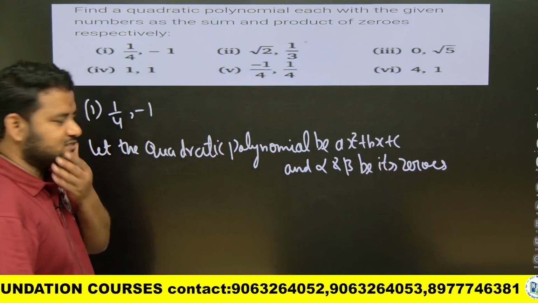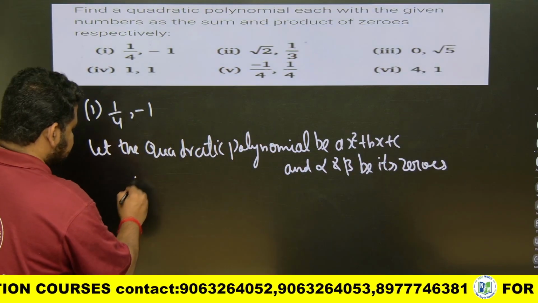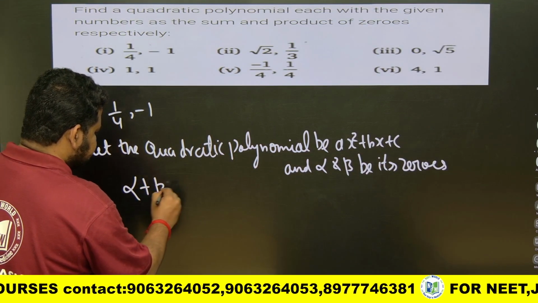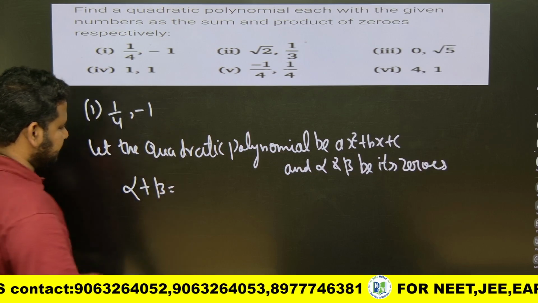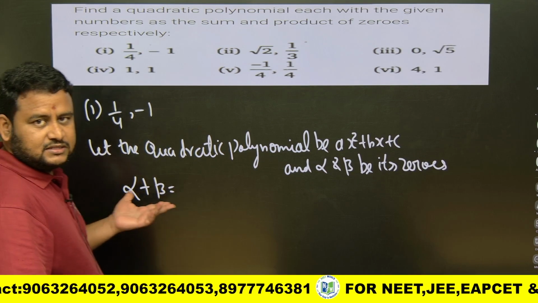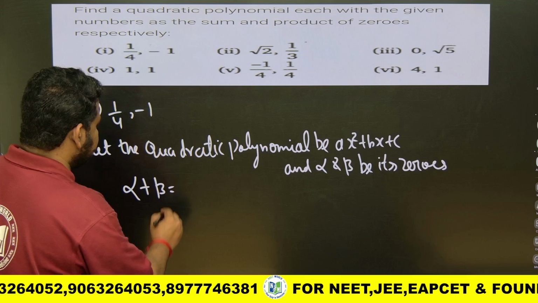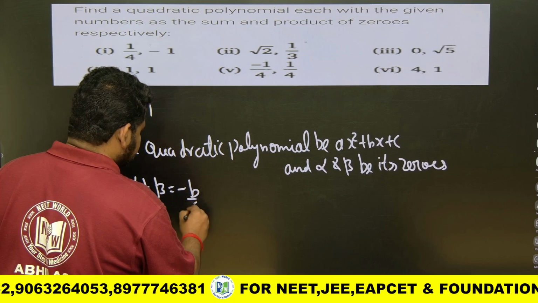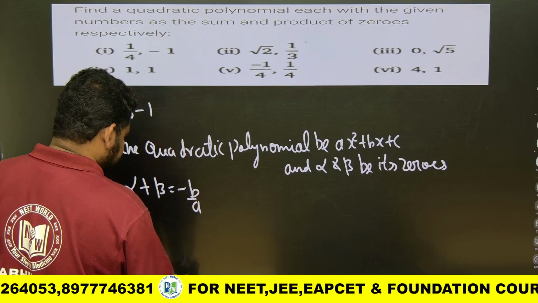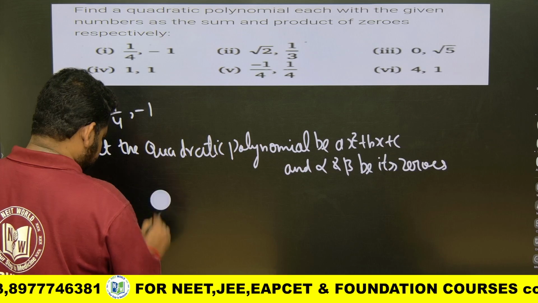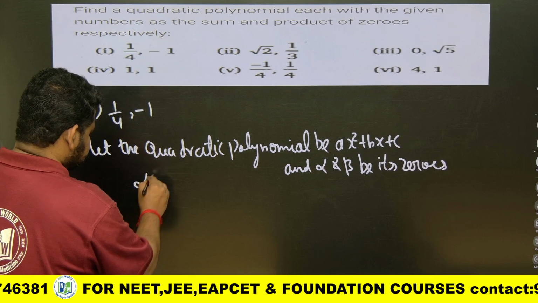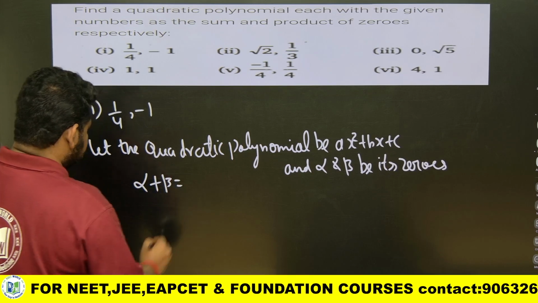Now what we have, friends? We have sum of the zeros, that is alpha plus beta. Alpha plus beta is equal to minus b by a. Okay, let me write as it is. See here. First of all, they have given alpha plus beta is what? Sum of the zeros. Sum of the zeros is what? 1 by 4.